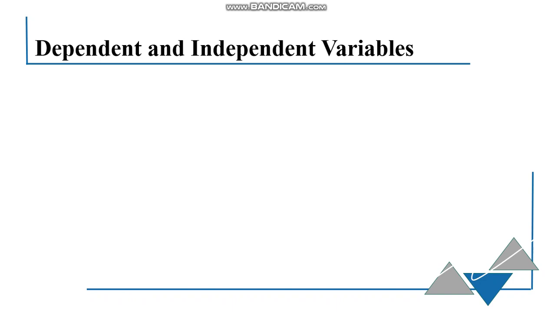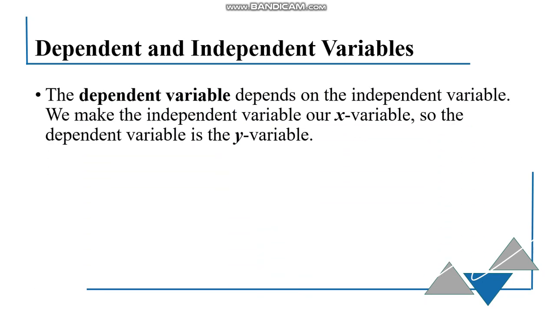Dependent and independent variables. So when we're graphing two things, right, we have x and y. One of them is going to be dependent, and the other one is going to be independent. We make the independent variable our x variable, and the dependent is the y variable. And this sounds redundant and like not a great definition, but I didn't know how else to say it. The dependent variable depends on that other variable, the independent variable.